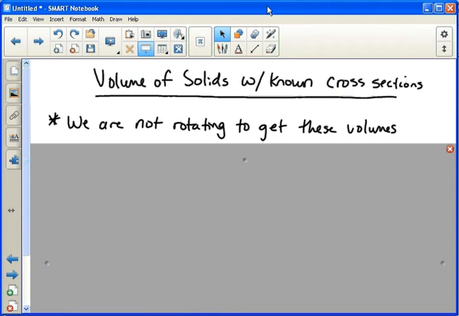All the volume we've done so far has to do with rotating around a line. Today what we're looking at has nothing to do with rotation. These are solid objects that are already solid objects. We're not creating them by rotating. What we do know about these objects is that they have known cross sections, and we'll explain what that means in just a second.